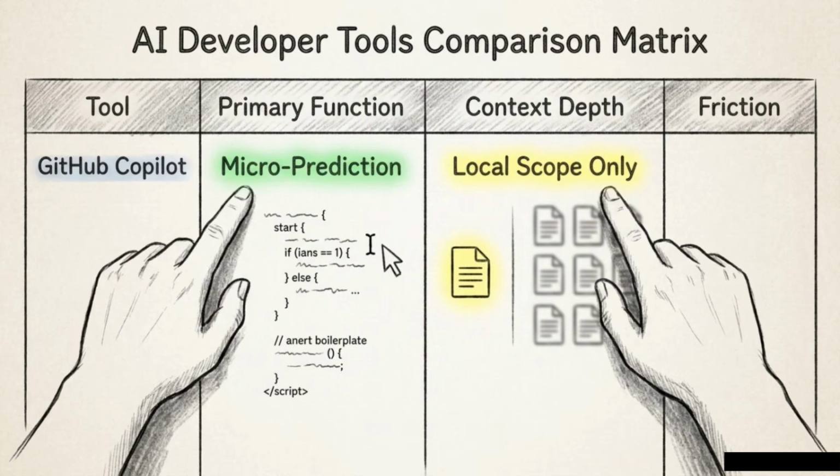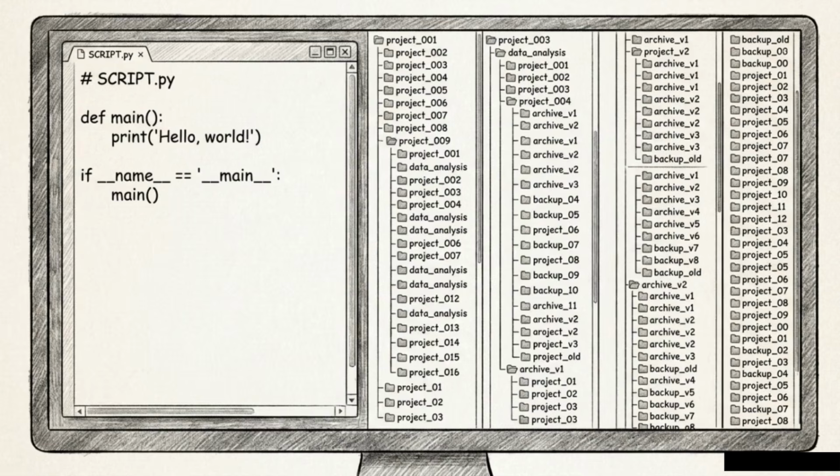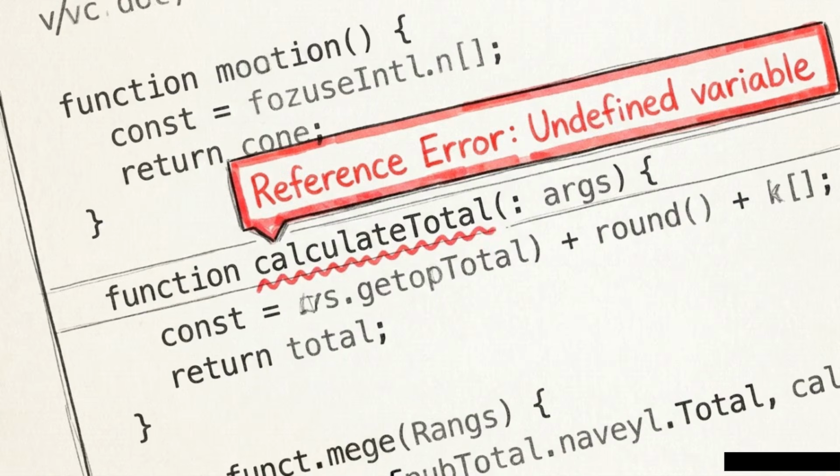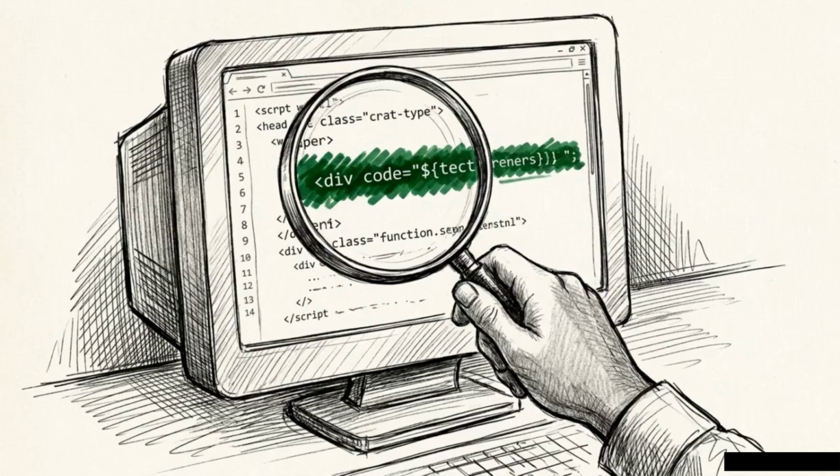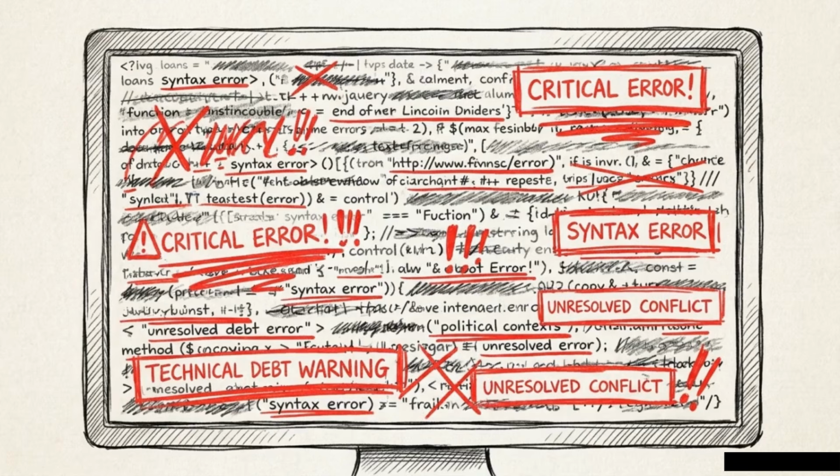But that speed comes with a strict limitation. Copilot operates with a shallow context window, meaning its understanding is typically limited to the single file you have open. Because it cannot see the broader architecture of a massive project, it will occasionally invent functions or reference variables that do not actually exist in the rest of your codebase. It is highly effective, but it demands constant micro-supervision. If you accept its suggestions blindly, you will accumulate immediate technical debt.